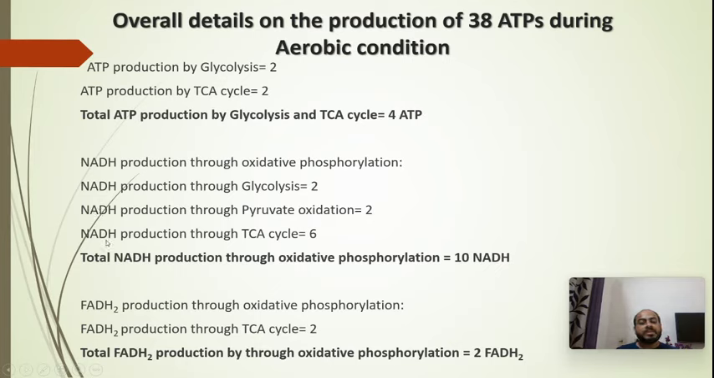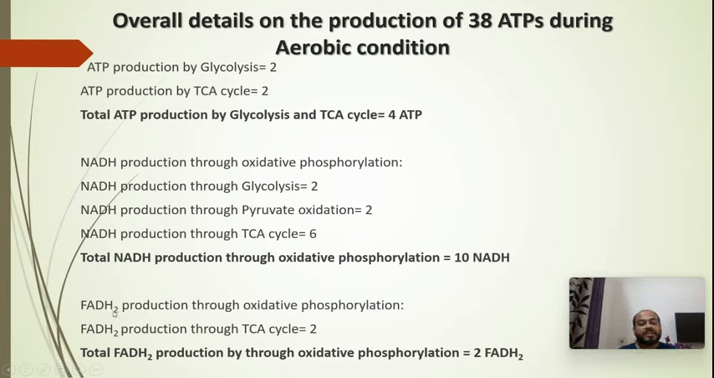There, 2 NADH are produced, and NADH production through the TCA cycle is equal to 6. If you recall the total cycle of the TCA cycle, then we can think that 6 NADH were produced during the TCA cycle. Therefore, in terms of NADH, during glycolysis 2 NADH are produced, during pyruvate oxidation another 2 NADH, and during the TCA cycle 6 NADH are produced. So total NADH production through oxidative phosphorylation is 6 plus 2 plus 2: 6 plus 2 is 8, 8 plus 2 is 10. 10 NADH.